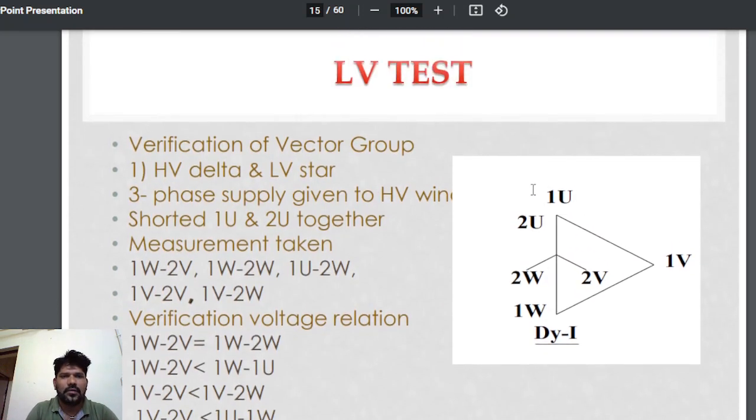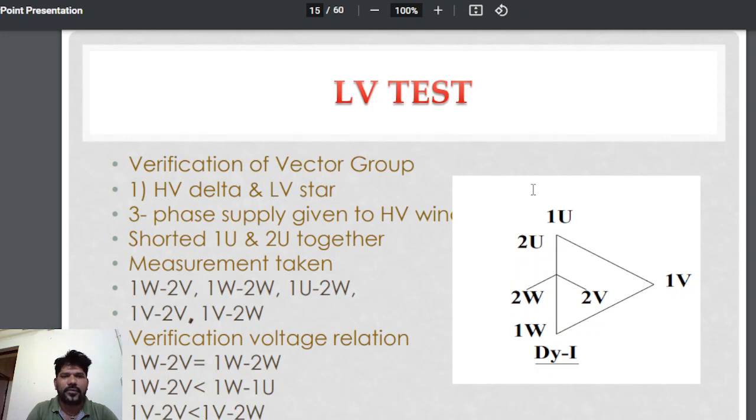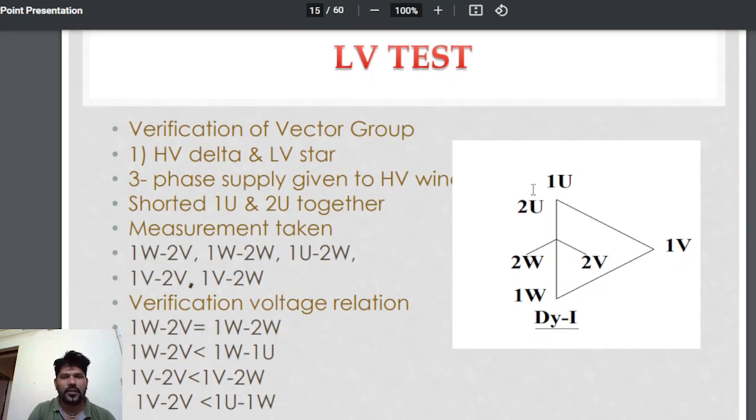Next, LV side test: verification of vector group. It is very important, and most people feel it is a little bit difficult to understand how to do or how to verify the vector group. But friends, it is very simple to understand, and it is a routine test in any transformer commissioning. Before commissioning the transformer, or before doing the erection also, we do this test.